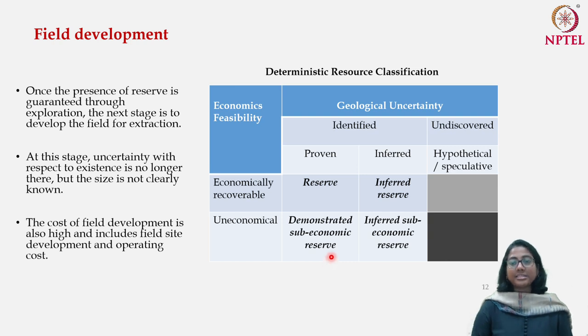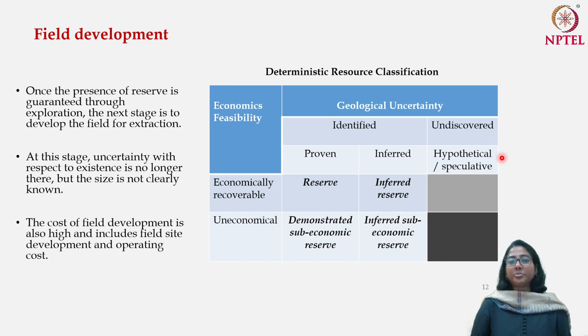But an interesting thing is that even if there are proven reserves or inferred reserves, it may happen that it's not economically feasible to take these things out. So these uneconomical reserves are called demonstrated subeconomic reserves if they are proven, and inferred subeconomic reserves if they are inferred. And in the case of undiscovered reserves, or in this case undiscovered stock, I would say some of them are hypothetical and some of them are speculative.